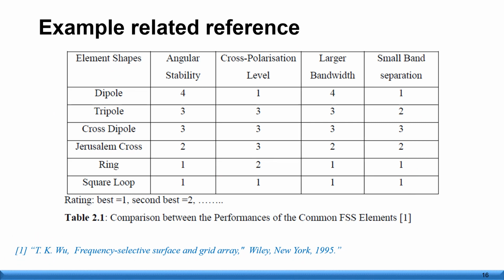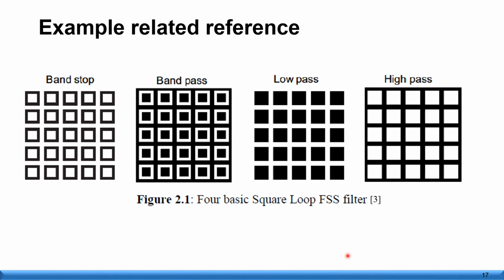Okay, so next. This one is the 4 basic square loop FSS. So we know that we choose a square design, so we need to have some square design related reference. If you design the square loop like this, then you will get band stop. If you design something like this, you will get band pass. If you design something like this, you will get low pass. If you design like this, then you will get high pass. Yeah, so this one is an important reference for you before you start your project. Okay.